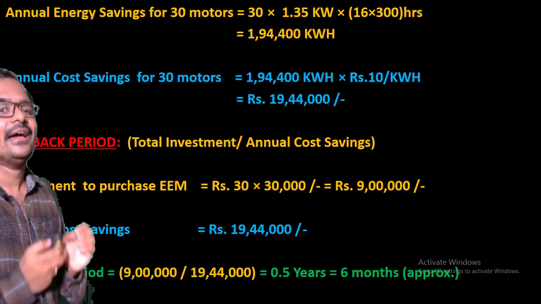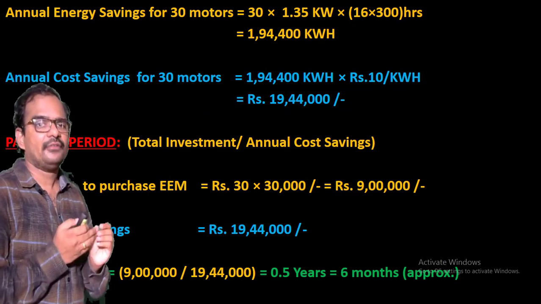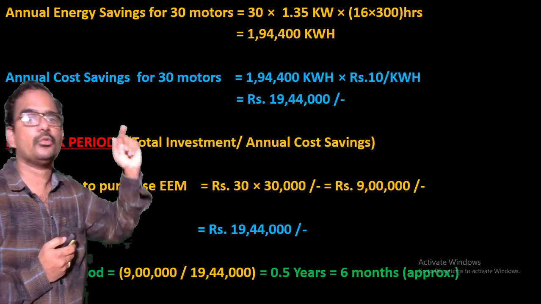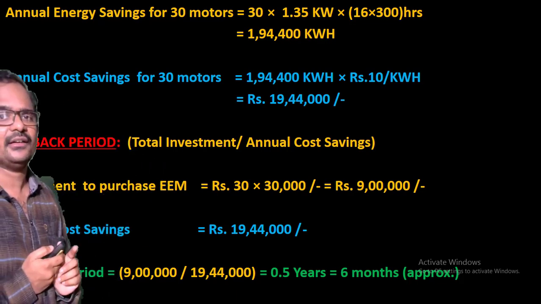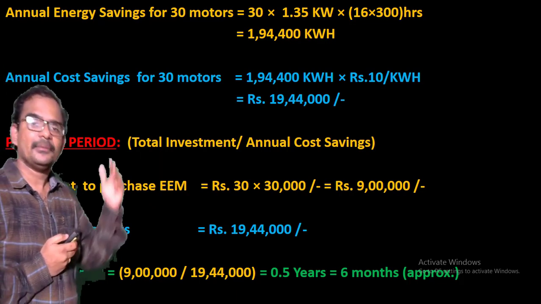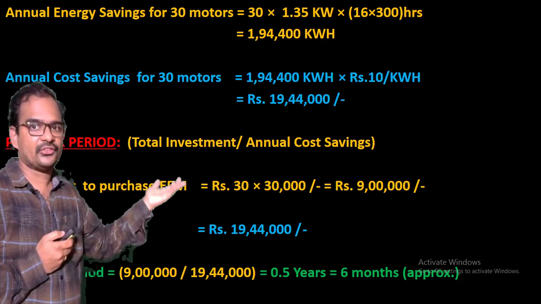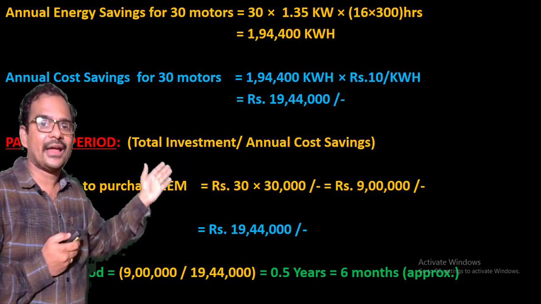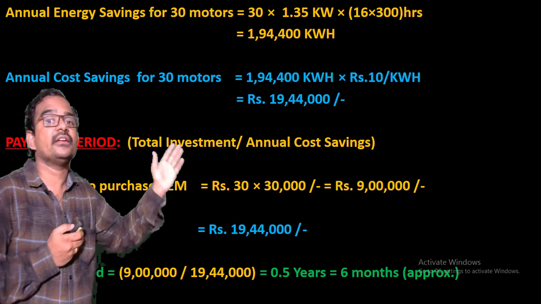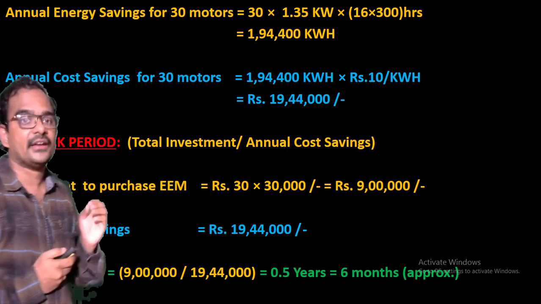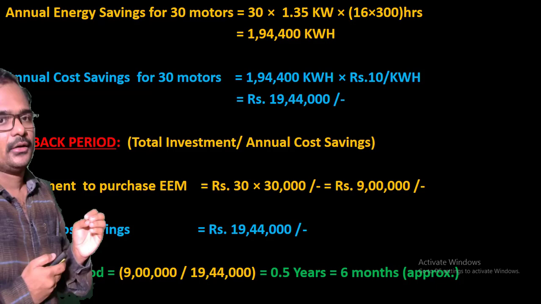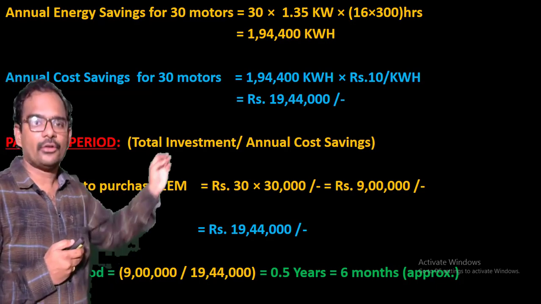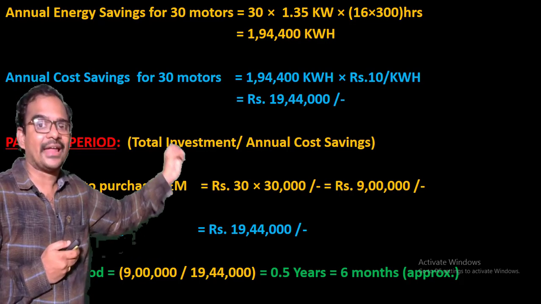Now let's calculate the energy savings annually for 30 motors. For one motor, 1.35 kilowatt. For 30 motors, 30 into 1.35 kilowatt is the power saving. And what are the operating hours? Again 16 hours a day and 300 days of operation, and you will get 1,94,400 kilowatt hours. So the energy which you have saved because of using energy efficient motors in the textile industry comes to around 1.944 lakh kilowatt hours.